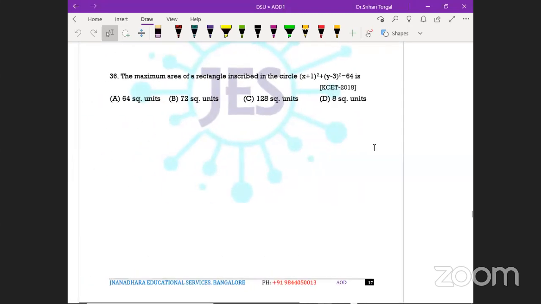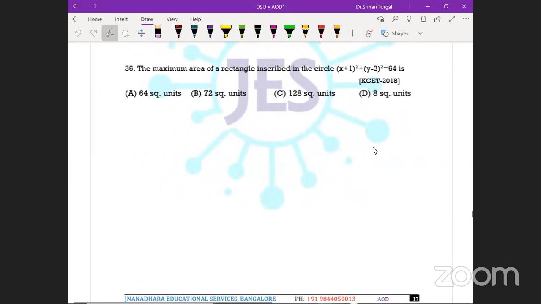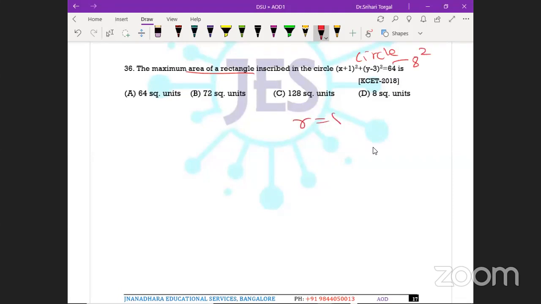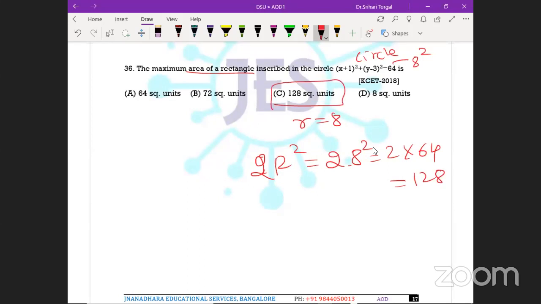Those who are left with the examination problems in AOD 1, this will complete it. See here, in Karnataka CET 2017, this is a circle, right? You have to inscribe a rectangle. What is the radius? R square is 64, R value is 8. What is the answer? 2R square, 2 into 64, 128. Right?